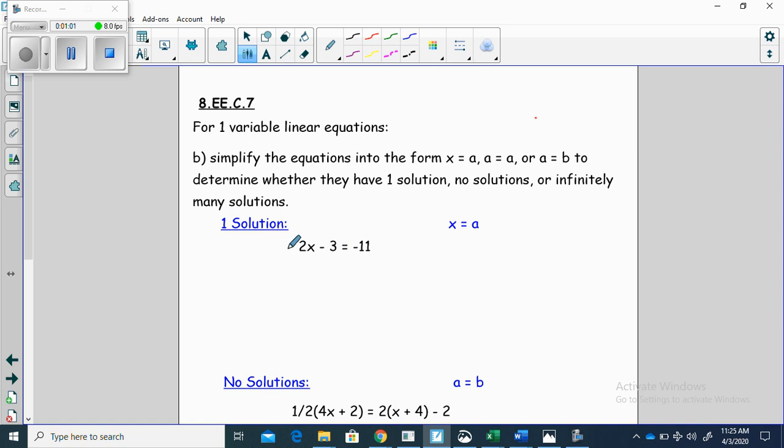First off, this expression is as simple as it gets, so I don't need to do anything to it before I cross the equal sign. Let's look at what we need to do to cross this equal sign, to get the x over here and all the numbers over here.